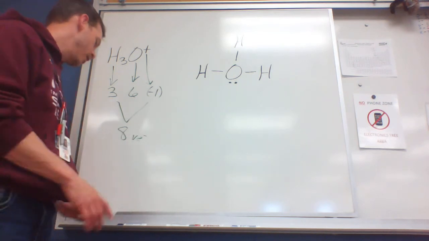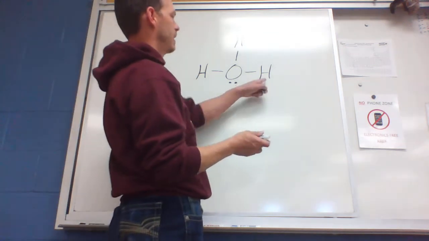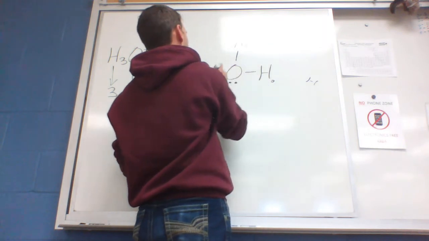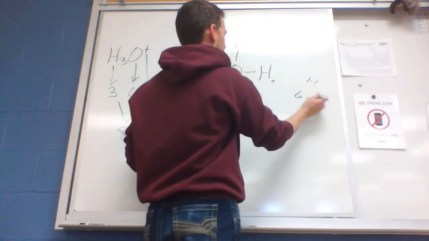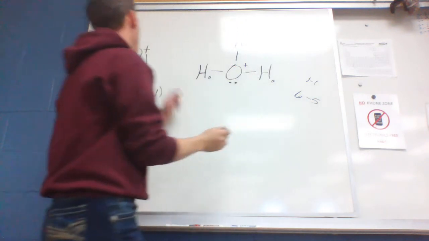Now you could still find formal charge if you wanted to, if you were asked to. In which case, the hydrogens would all be 1 minus 1, so they'd all be at 0. While the oxygen here would be at 6 minus 1, 2, 3, 4, 5, which of course makes the overall charge positive.